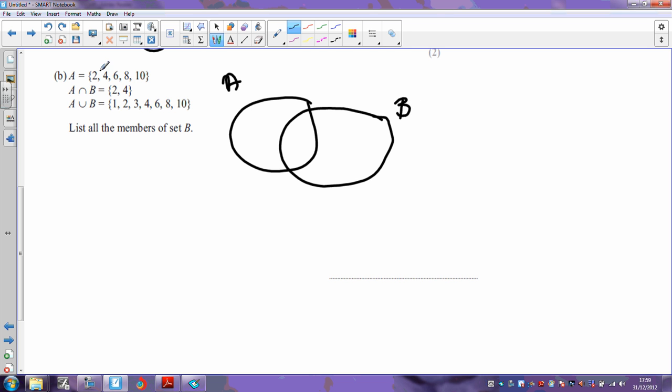The intersection, I can't really draw set A until I've drawn the ones which are in the intersection. I can see that 2 and 4 are in the intersection of A and B, which leaves 6, 8, and 10, which are in set A only. Now A union B, that's putting the two sets together, and that consists of 1, 2, 3, 4, 6, 8, and 10. Well, we've already got 2, 4, 6, 8, and 10 over here, so that leaves 1, which must be only in B, and also 3.